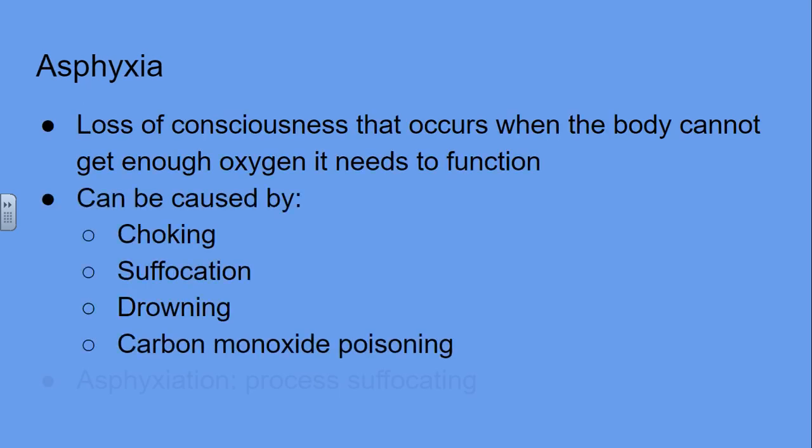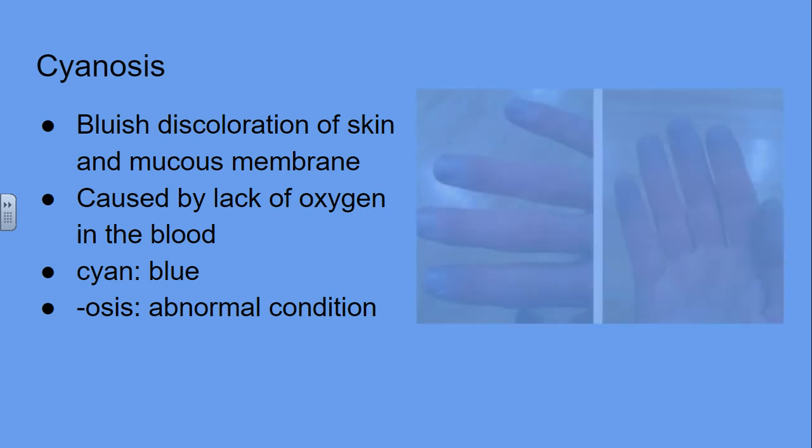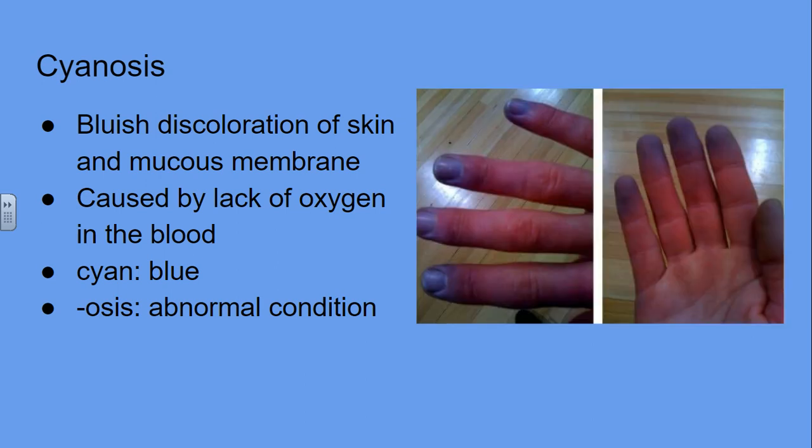Asphyxia is loss of consciousness that occurs when the body cannot get the oxygen it needs to function. This can be caused by choking, suffocation, drowning, or carbon monoxide poisoning. Asphyxiation means the process of suffocating. So if you're being suffocated, that's asphyxiation. Hopefully we already know this one. It's coming back. Cyanosis is the bluish discoloration of skin and mucous membranes caused by a lack of oxygen in our blood.